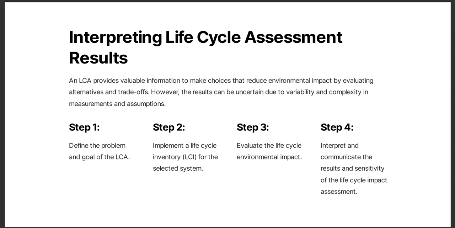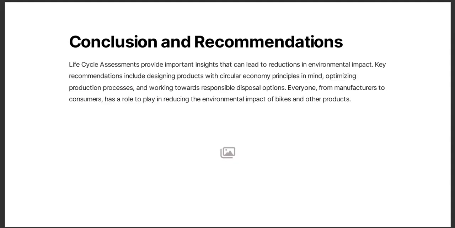During the manufacturing stage, implementing cleaner production technologies and practices can significantly reduce energy consumption and emissions. This can be achieved through the use of renewable energy sources, adopting energy-efficient manufacturing equipment, and optimizing production processes to minimize waste generation. By embracing sustainable manufacturing practices, we can mitigate the environmental impacts of bike production while improving overall operational efficiency.